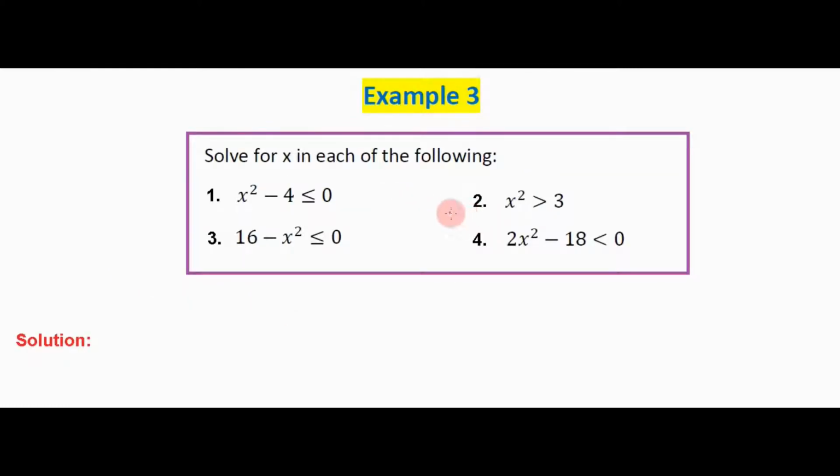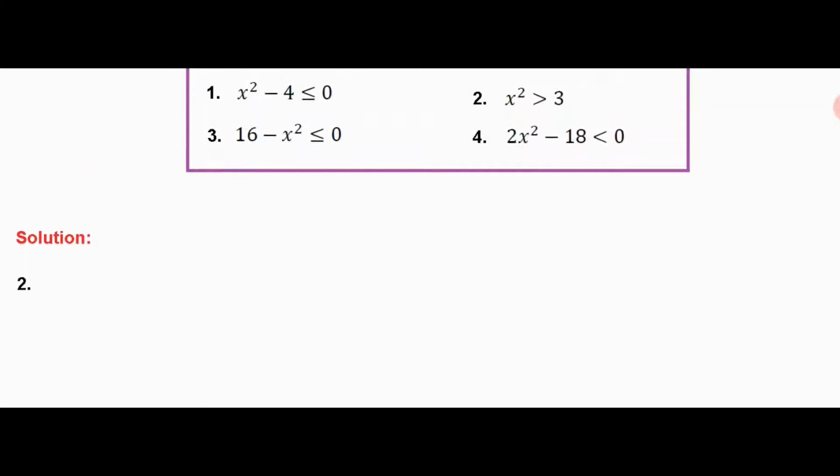Let's look at the second inequality. So we have x squared is greater than 3, and we need to solve for x. We can always bring everything to the left-hand side. So it's x squared minus 3 greater than 0. This is not obviously a difference of squares, because 3 is not a perfect square. However, we can turn this into a perfect square as follows.